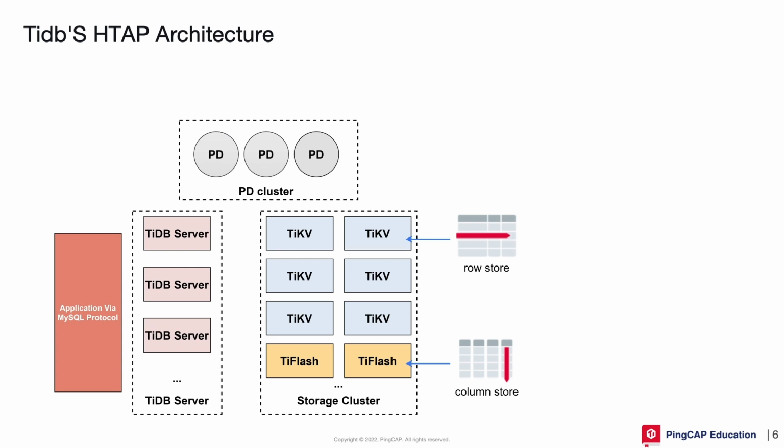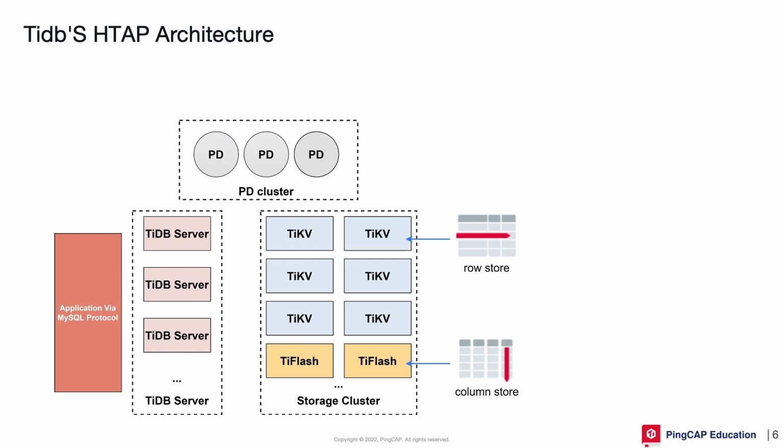This diagram shows the HTAP architecture of the TiDB database. We have seen that TiDB server, PD, and TiKV have not changed, and the data is stored in TiKV in a row storage manner. The change is that TiFlash is added to the storage cluster. The TiFlash node accesses the multi-raft group using raft learner and synchronizes the data using quasi-real-time synchronization. When the data is synchronized to TiFlash, it will be decomposed from row format into column format.